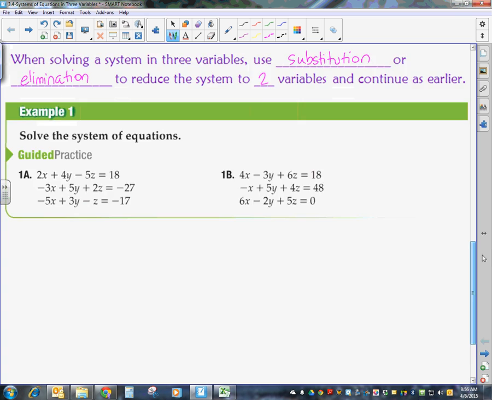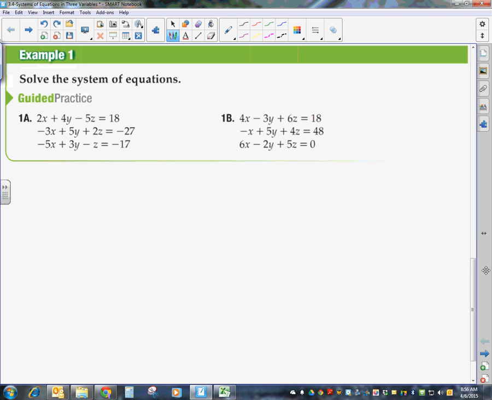So let's go with 1A. When you're looking at that, you have to remember that you're going to combine two pairs of equations. So I generally think of them as A, B, and C. And you want to combine two pairs such that the same variable falls out when you do.